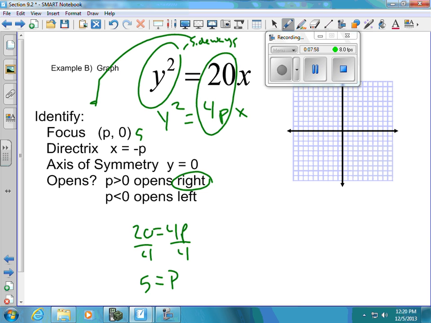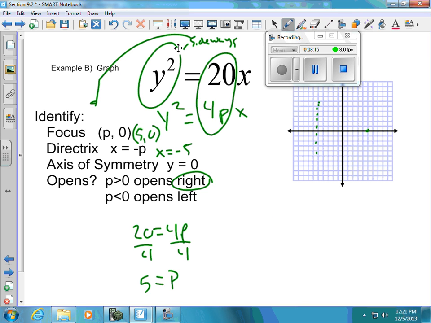We know that 5, 0 is the focus. We know that x equals negative 5 is the directrix. Symmetry is y equals 0. So 5, 0, 1, 2, 3, 4, 5. Negative 5, 1, 2, 3, 4, 5. So now we just have to graph this.